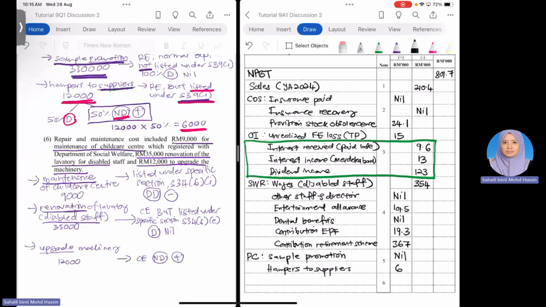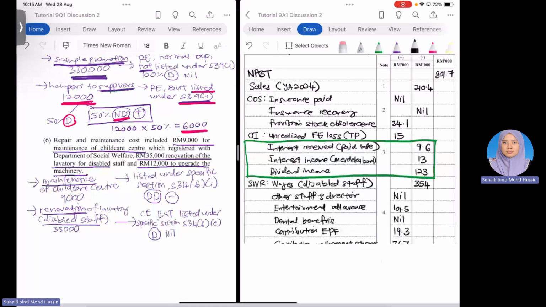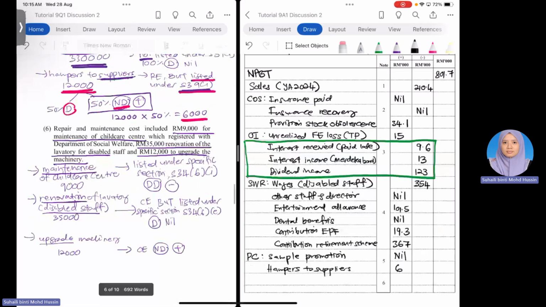Right. So first item is maintenance of the childcare center, 9,000 ringgit. Second item is renovation of the lavatory to assist the disabled staff, 35,000 ringgit. And third item is the upgrade of the machinery, 12,000 ringgit. Okay, so we check one by one. We start with the maintenance of the childcare center. Maintenance of the childcare center, you spend 9,000 ringgit.